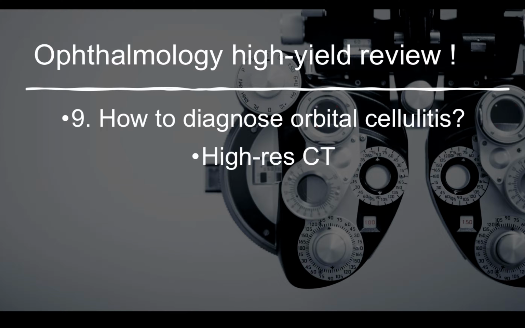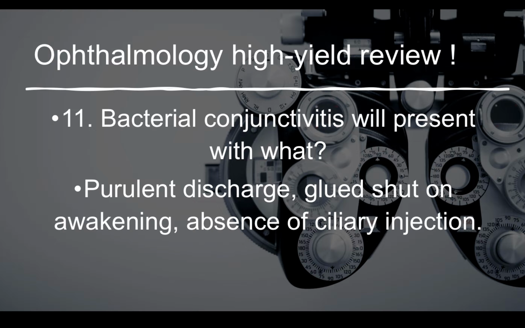Most common bugs causing bacterial conjunctivitis. Bacterial conjunctivitis is most commonly caused by staph and strep. Staph and strep, bacterial conjunctivitis. Bacterial conjunctivitis will present with what? They will present with purulent discharge, eyes glued shut on awakening in the morning, and an absence of ciliary injection. So they're going to tell you they have discharge from their eyes, and when they wake up in the morning, they have a hard time opening their eyes because they're almost glued shut. That all leads to bacterial conjunctivitis.